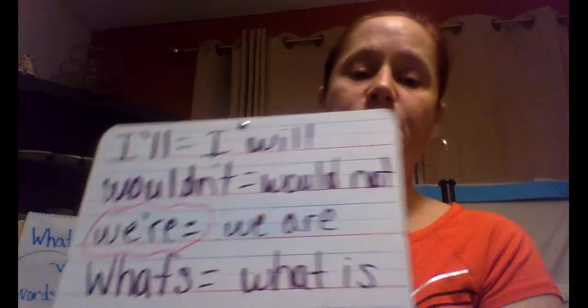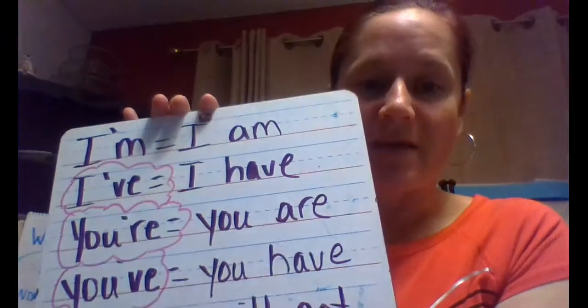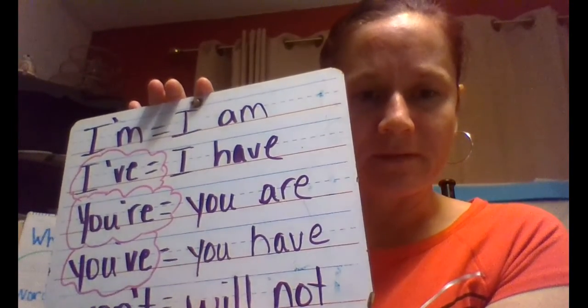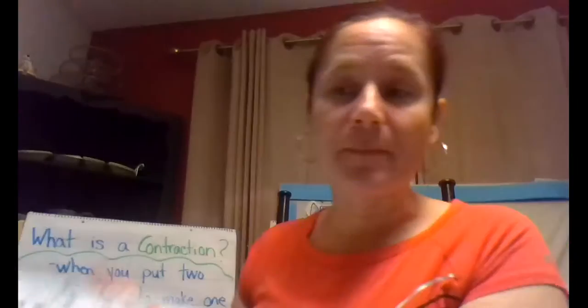Okay. And the reason I have those circled, boys and girls, is because they were the contractions we worked with last week. We actually worked with have and we worked with are last week. Do you remember? Good job. So remember, that apostrophe kicks out those extra letters, okay? And make sure you push the two words together. All right. So we're going to move on to our vowel sounds that we reviewed last week as well.